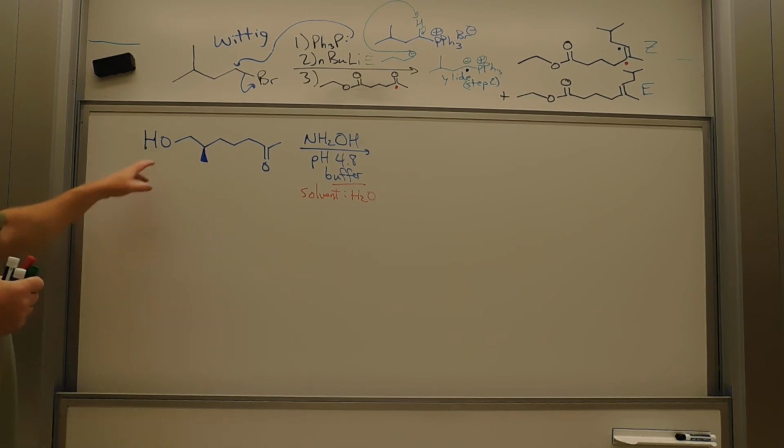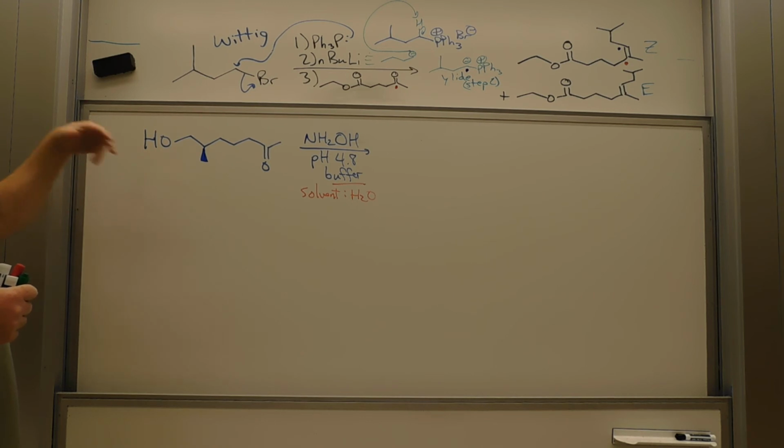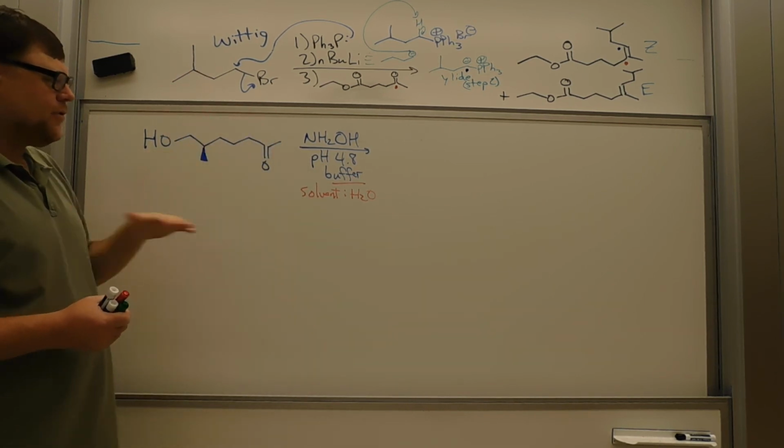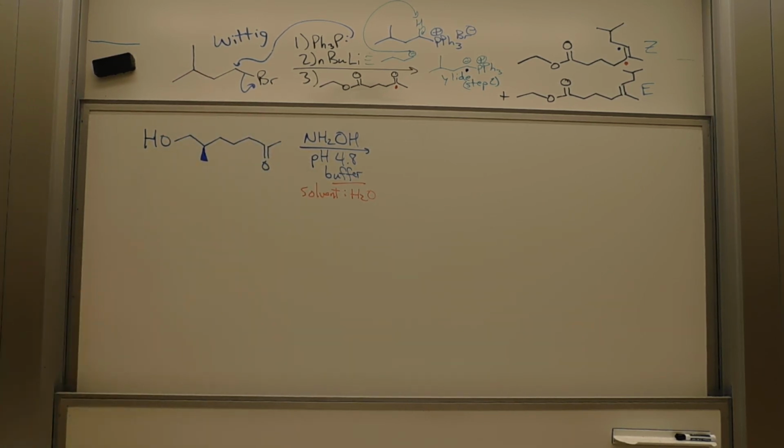A lot of questions to ask. Can anything happen to the alcohol here? OH is not a good leaving group, so you can't do SN2 chemistry or anything. If you want to get rid of the OH, you need a strong acid or a strong base. pH 4.8 buffer is relatively mild, like a soda.